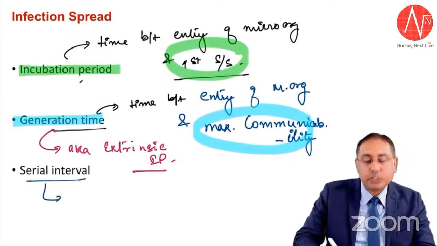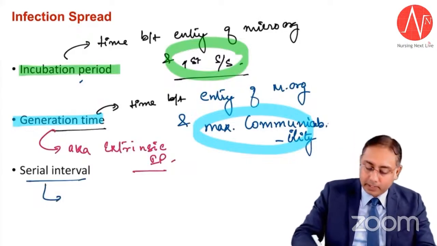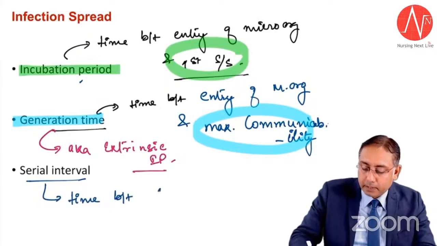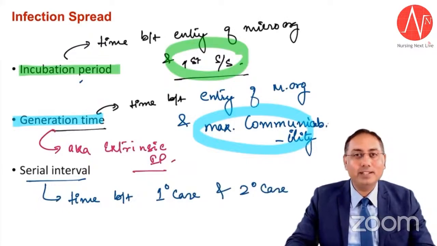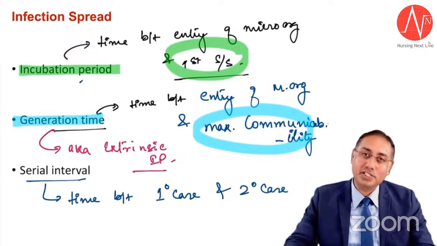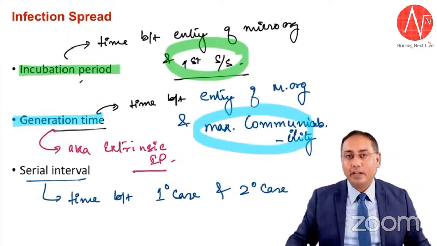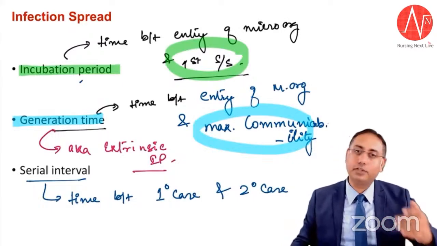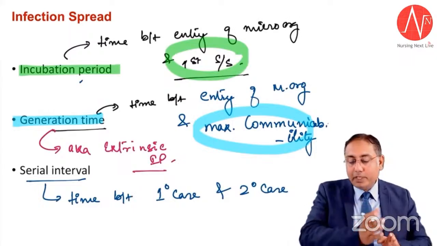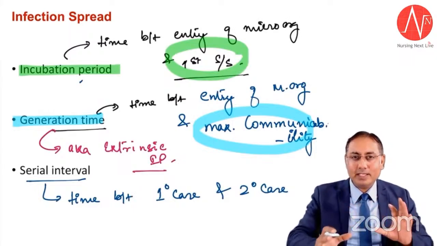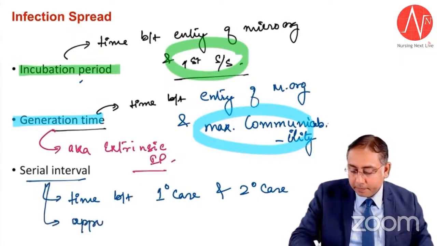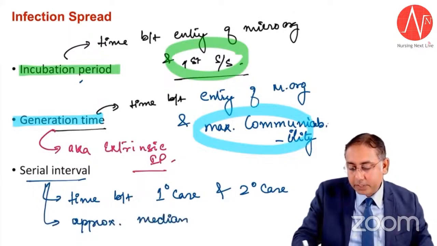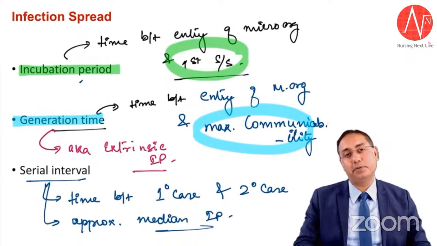What do you mean by the serial interval? Serial interval is the time difference between the primary case and the secondary case. Do you remember we talked about the primary and secondary cases in the previous module? What is the primary case? The primary case is the first case in the community. What is the secondary case? Secondary cases are the subsequent cases in the community which arise from the primary case within one incubation period. So the time difference between the primary case and the secondary case roughly approximates to the median or average incubation period. It will tell you about the incubation period.